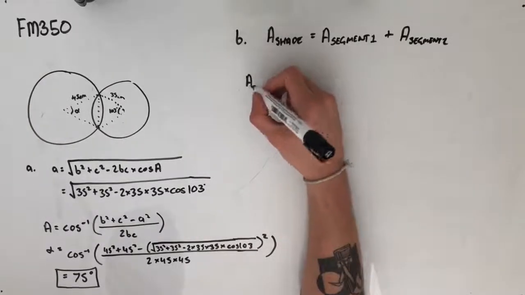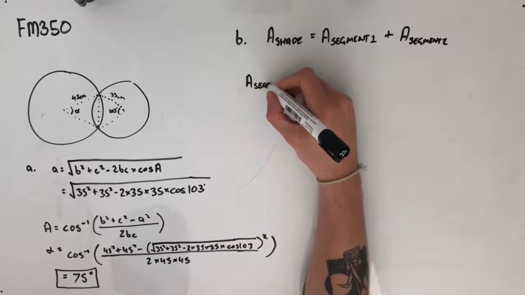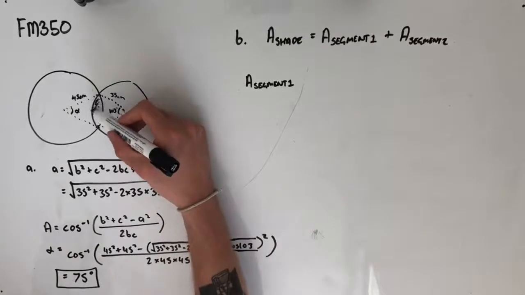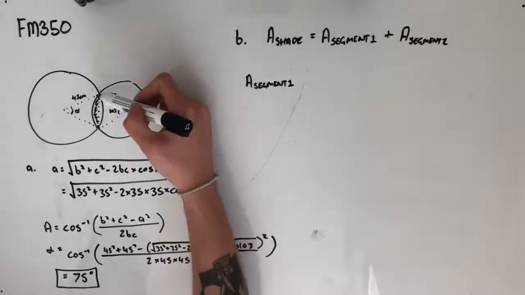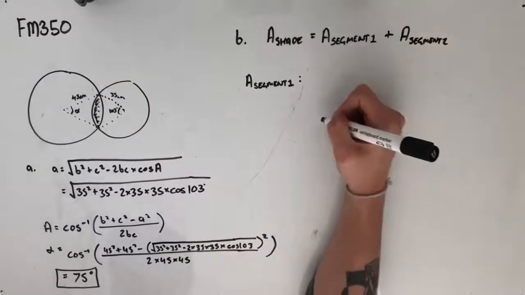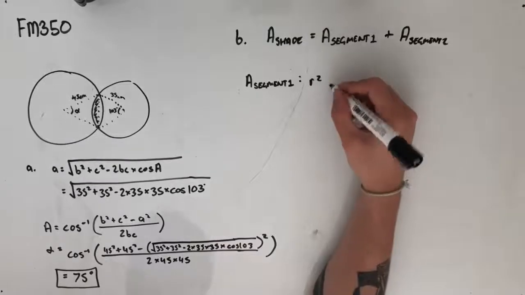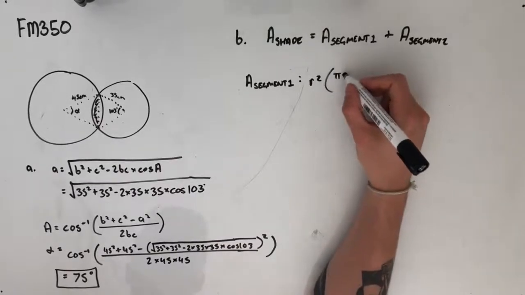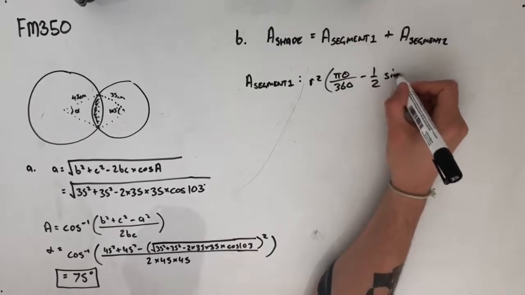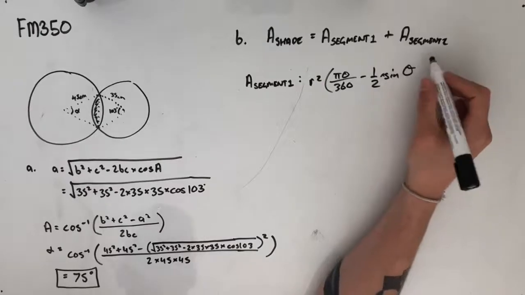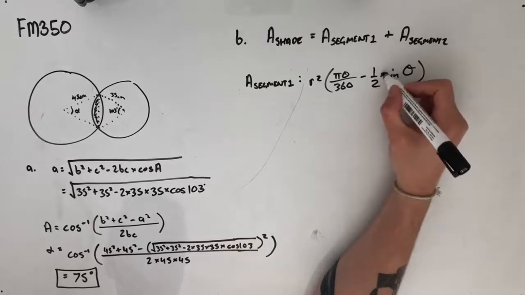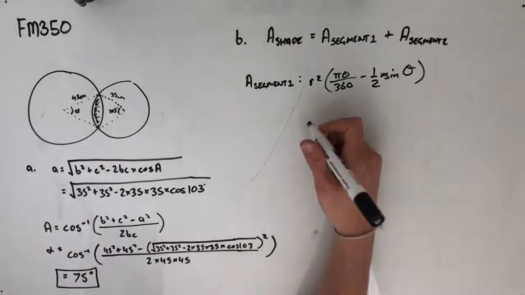So starting with the area of segment 1, and we'll call segment 1 this segment on the left there, which means we're using this sector to find that segment. So the formula for finding the area of a segment is r squared of pi theta over 360 minus half times sine theta. That's our base formula. There should be a multiplication symbol in there, just in case that's confusing any of you.